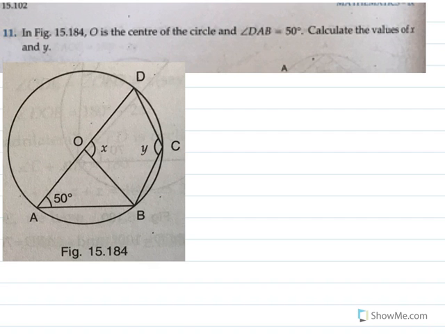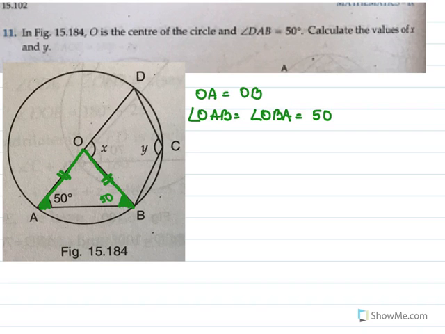Now for the next sum, here we start with angle 50. This is angle 50, and we know OA equal to OB. If two sides are equal, the two angles also will be equal. So this angle will also be 50. If sides are equal, angles are equal. So angle OAB will be equal to angle OBA, equal to 50. These are angles opposite equal sides.